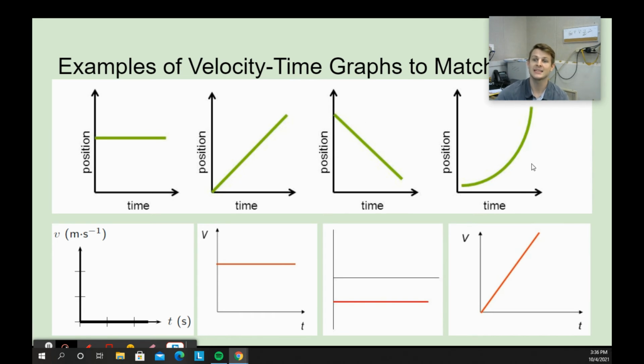This is an exponential change in position, meaning it's an upward curve. It's changing its position more rapidly. Therefore, it is increasing its velocity. You guys can see how these things change.